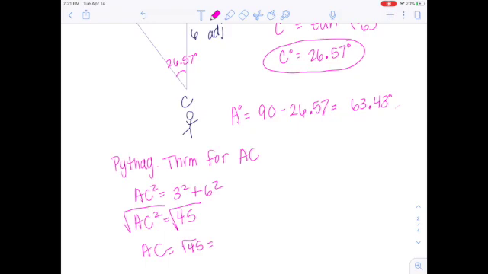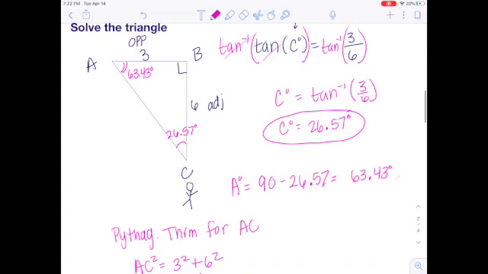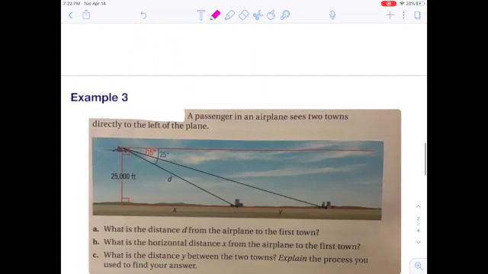And I want you guys to really write in simplified radical form. In unit circle, we don't want to look at decimals, so make sure you're practicing right now your simplified radical form. You get 3 square root of 5. So 3 square root of 5 is your hypotenuse. All right.